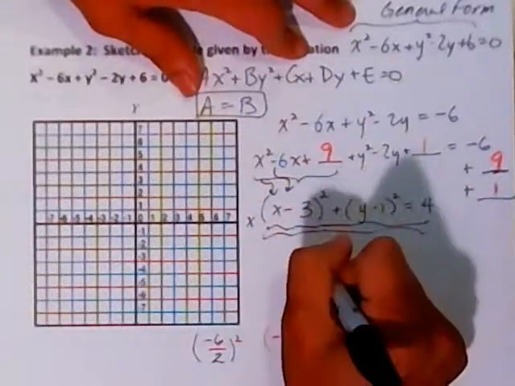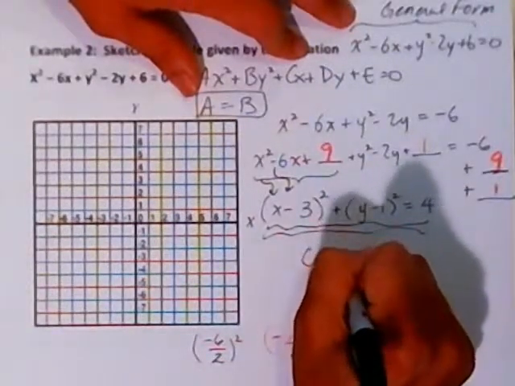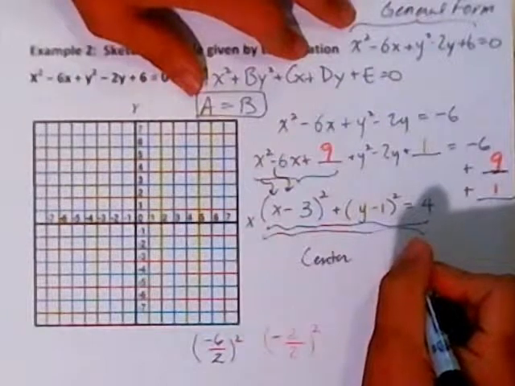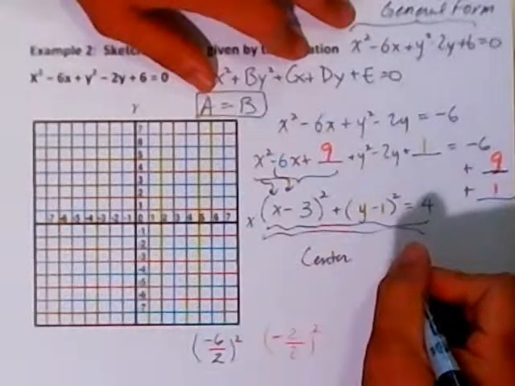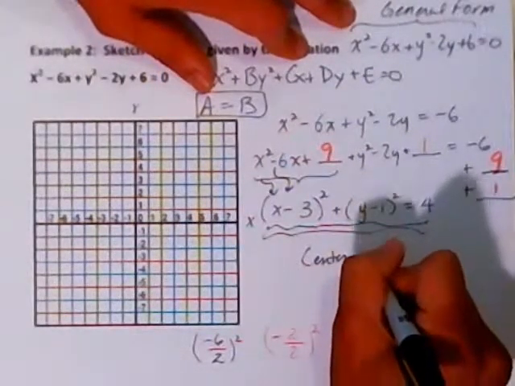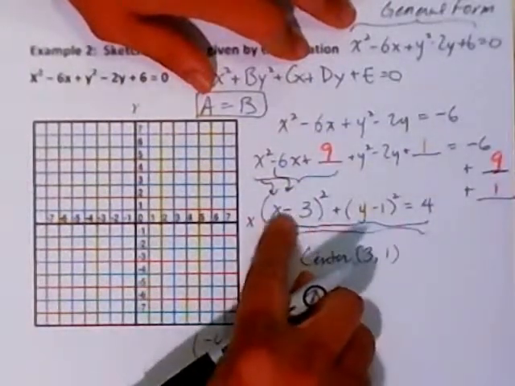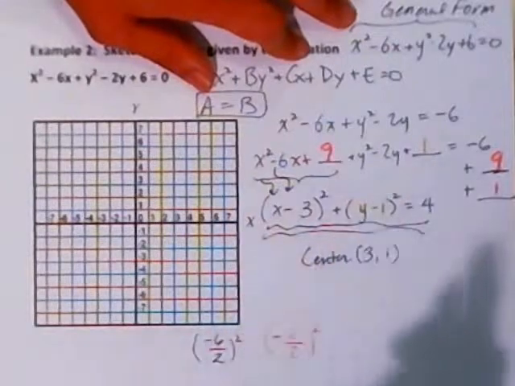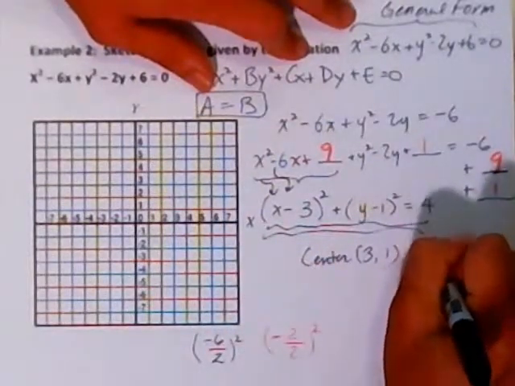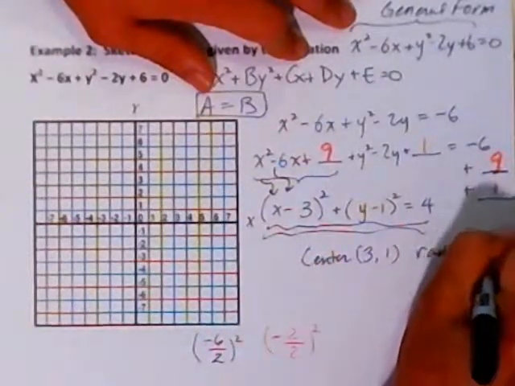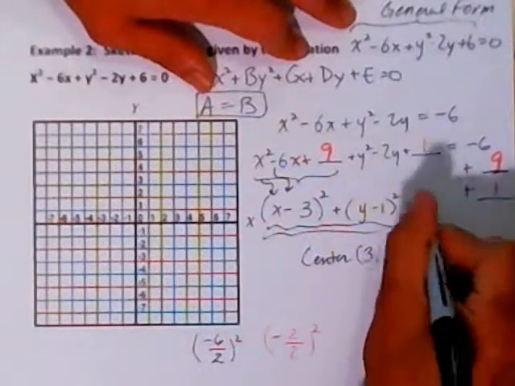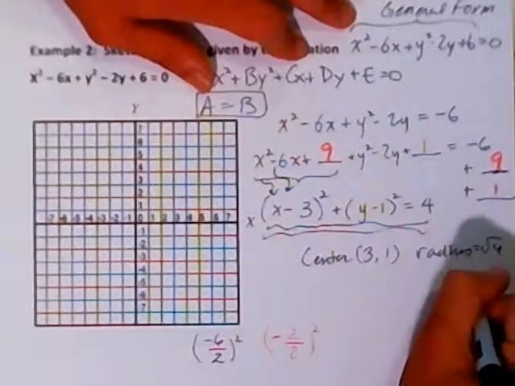To graph or sketch the circle, all we need is two things. It's the center, which is at 3, 1; it's the opposite of the inside. And the radius equals the square root of 4, because it's r squared right over here, which is equal to 2.